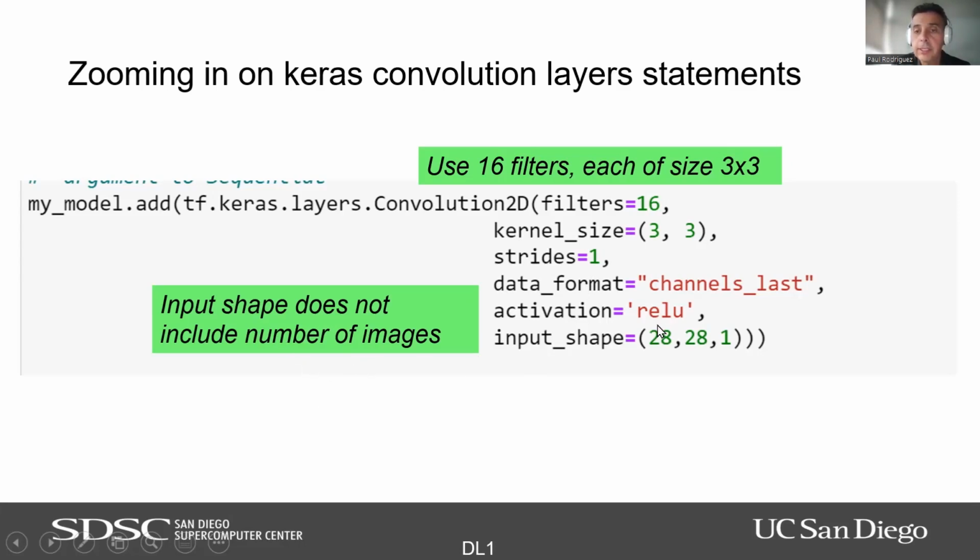Notice that when you give it the input shape, you don't tell it up front how many inputs you have. The number of inputs is something that's going to be given when you're fitting the function. You're going to tell it to use this number of inputs in a batch. So we'll see that example.